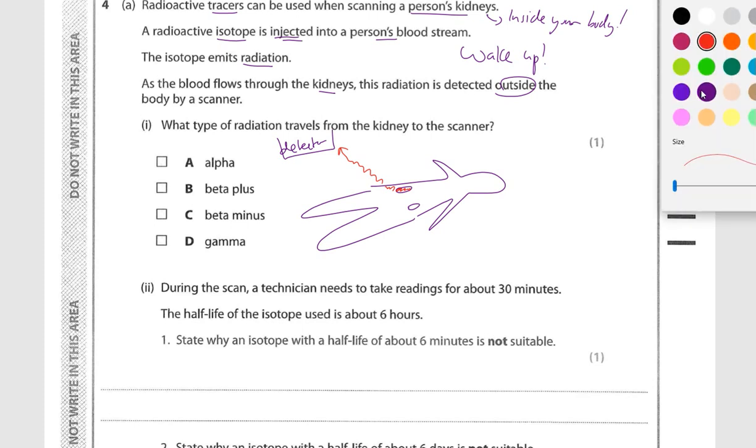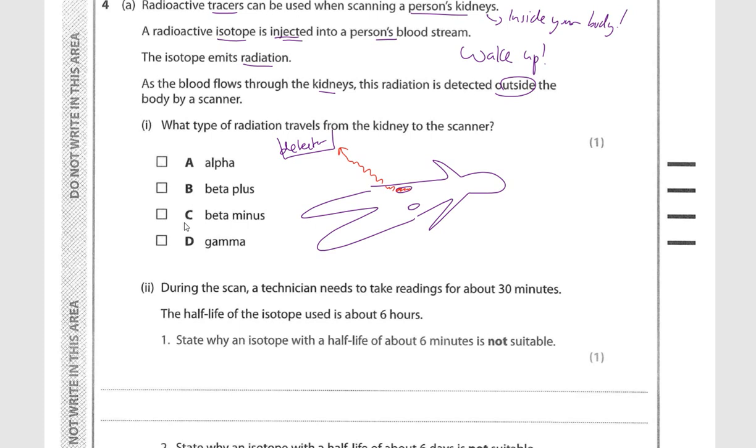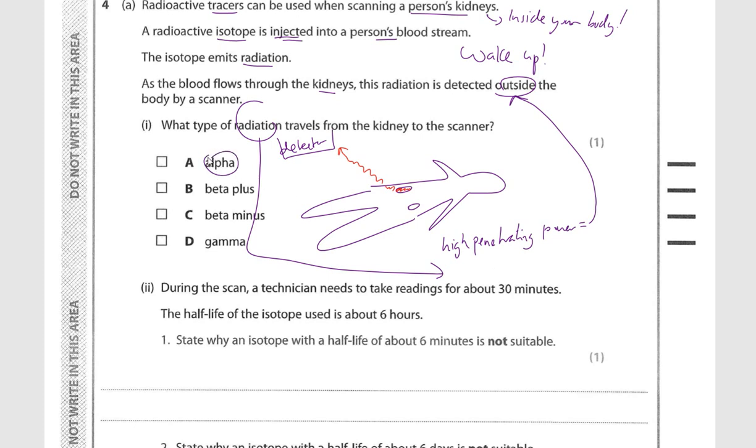Now the question says which radiation will be emitted. The radiation that must be emitted must have a high penetrating power, because it should be able to go through and be detected outside the body. Now alpha is highly ionizing, which means it's going to have a low penetrating power. So the only option is going to be D.